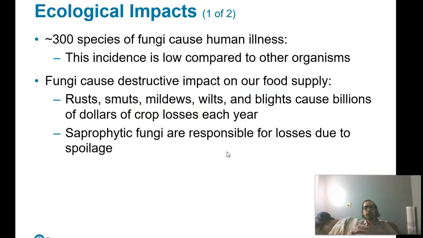So there's about 300 species of fungi that cause human illness, and this is relatively low compared to other organisms. Fungi can also cause destructive impact on our food supply. So you'll get things like rust, smuts, mildews, wilts, and blights that cause billions of dollars in crop losses each year. You have the saprophytic fungi that are responsible for losses due to spoilage.